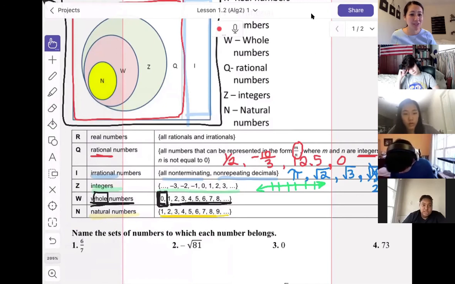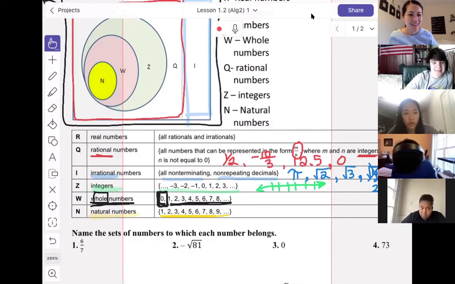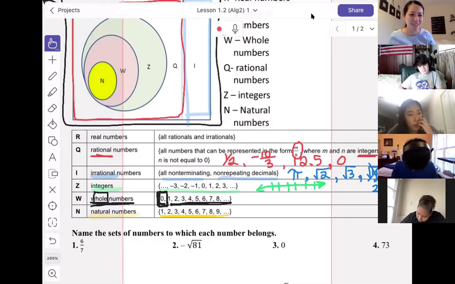Okay, any questions about those sets before we get into some problems? Wait, I don't really get whole numbers like in between natural numbers because that confused me. Yeah, no, totally. Whole numbers and natural numbers have a huge overlap. They are pretty much the same with one exception. Whole numbers include 0. Natural numbers do not. That's the only difference. Good clarifying question.